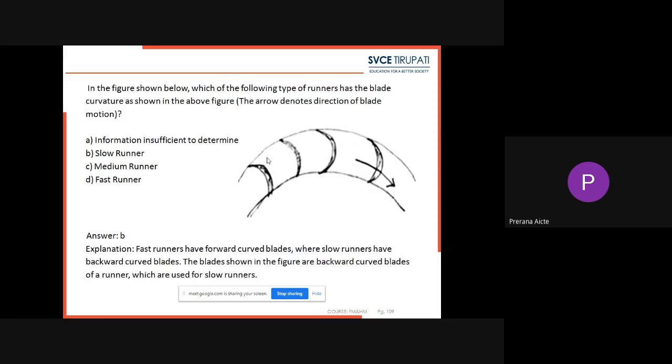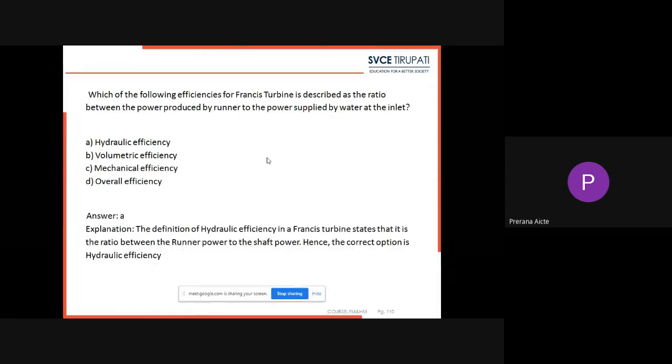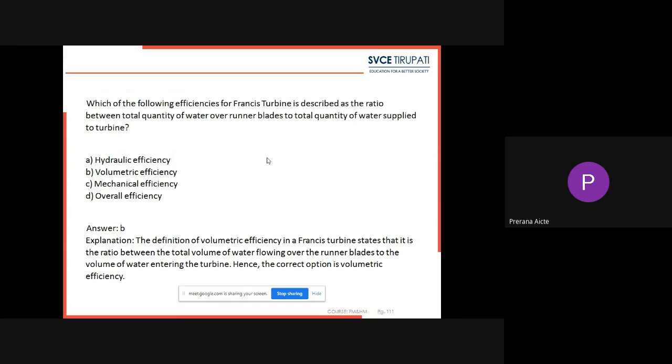Next one. Which of the following efficiencies for Francis turbine is described as the ratio between the power produced by the runner to the power supplied by the water at inlet? So the answer is hydraulic efficiency. Next one, which of the following efficiencies for Francis turbine is described as the ratio between the total quantity of water over runner blades to the total quantity of water supplied to the turbine? So the answer is volumetric efficiency.